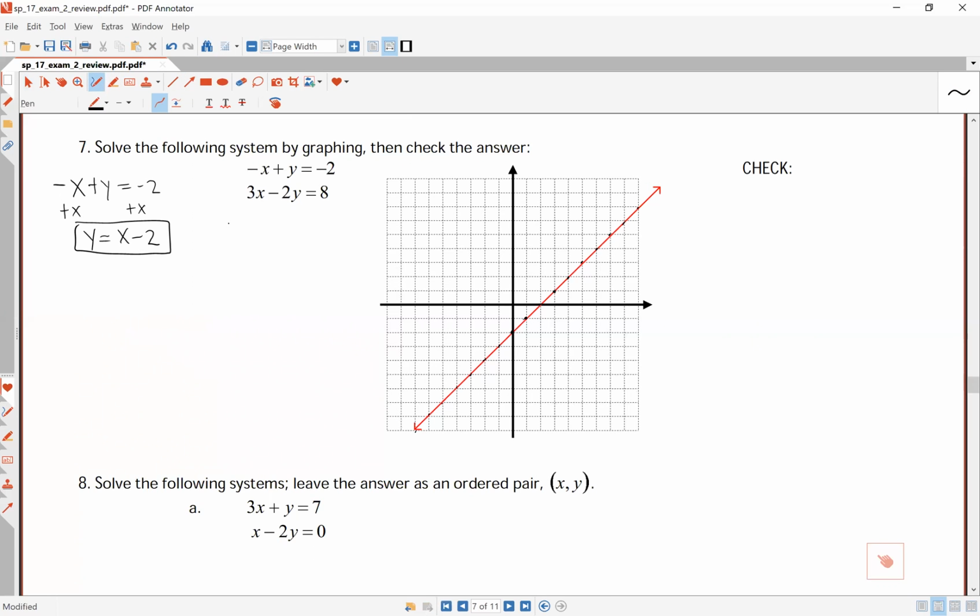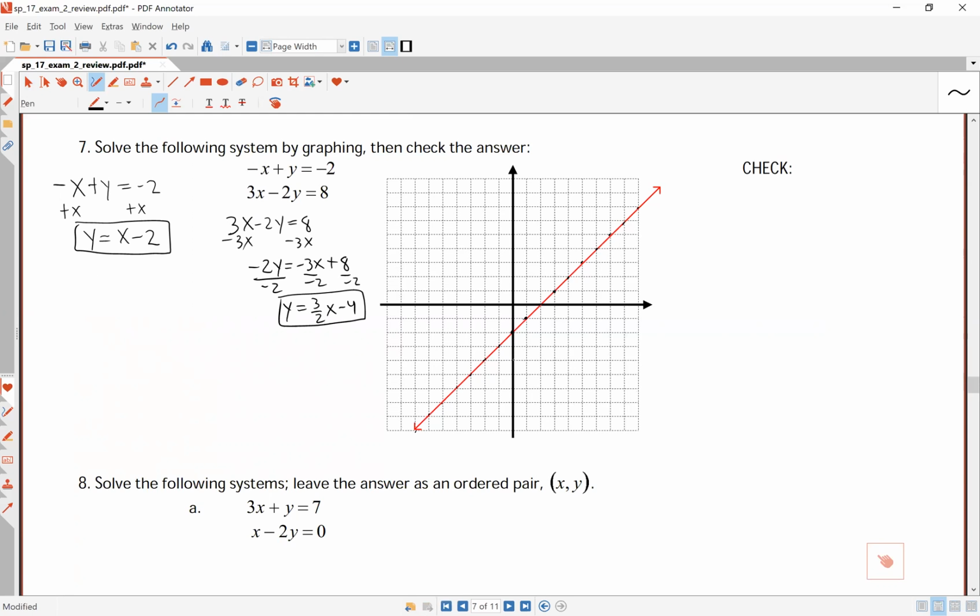Graphing 3x minus 2y equals 8. We would subtract 3x from both sides. Gives us -2y is -3x plus 8. Dividing by -2 gives me y equals 3/2 x minus 4.